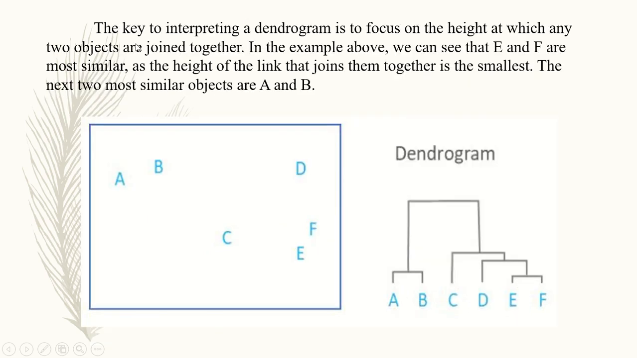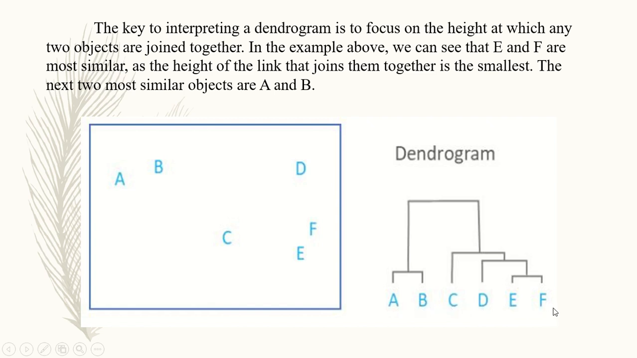Okay, the key to interpreting a dendrogram is to focus on the height at which any two objects are joined together. In this example we have to look for the smallest distance among these 6 observations. Initially we have as many clusters as objects. We have 6 objects here, that's why at the beginning we have a, b, c. So we have these 6 clusters.